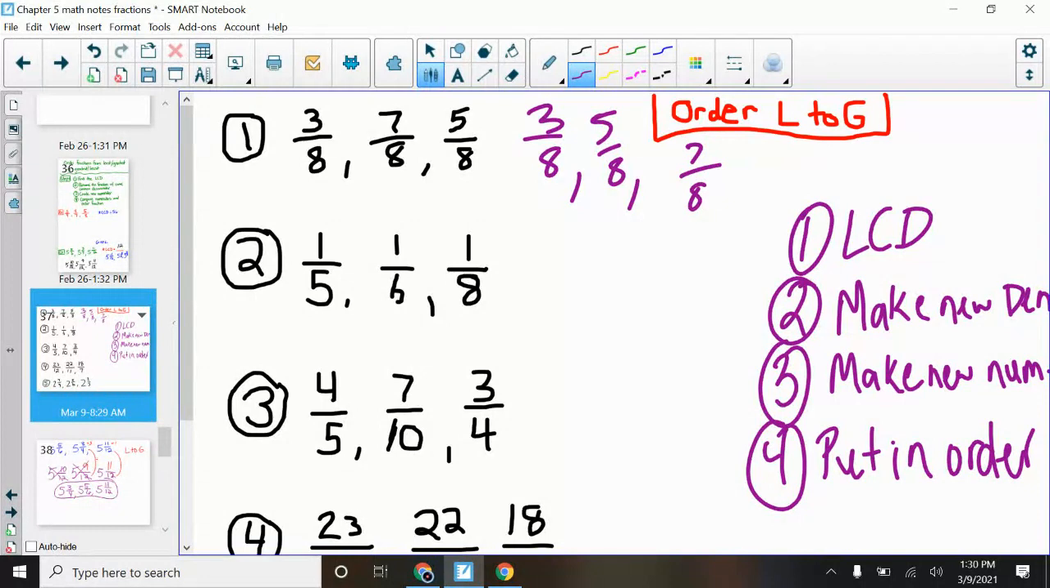Okay, so which one of these is the smallest? This is the smallest number, right? So this one went with that. So this one should be in position 1. See what I'm saying?